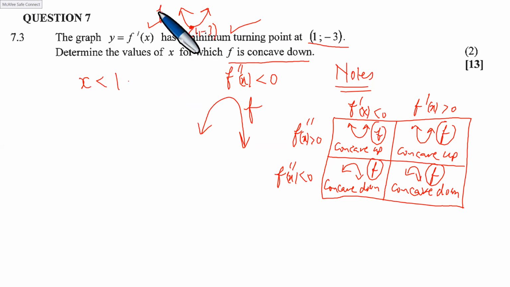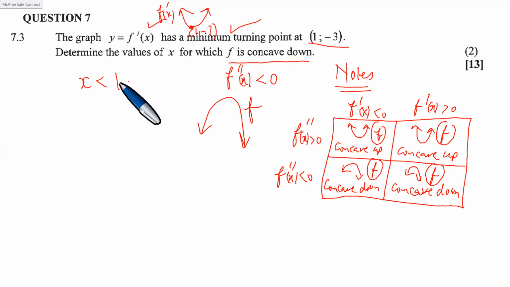This is the graph of f prime of x, and the graph of f prime of x has a minimum turning point at this point. What does that mean? You need to determine the values of x for which f is concave down. So the answer is x less than 1. In other words, you must consider the part that is before that. There are a couple of ways to think about this question, but that is one way to analyze it.